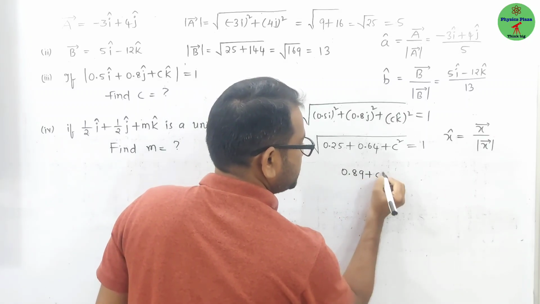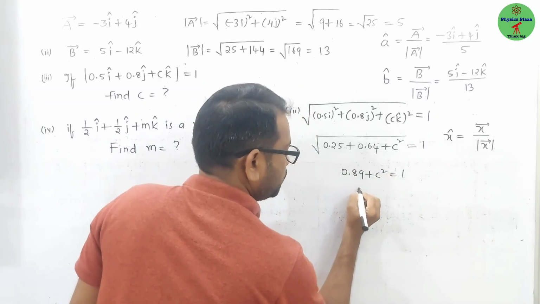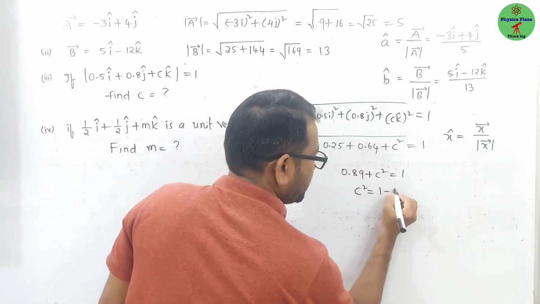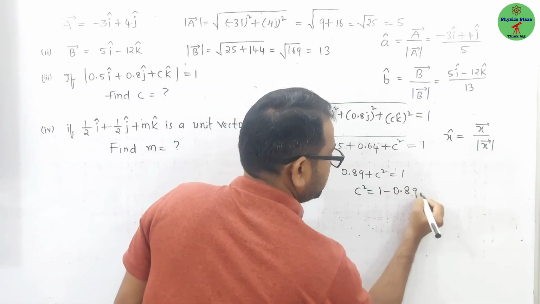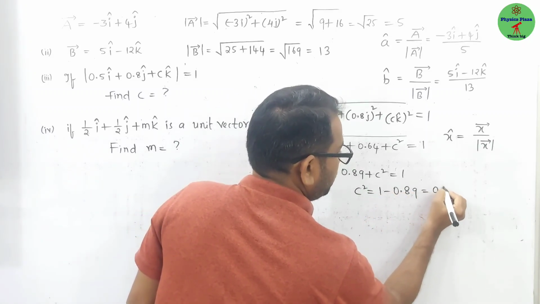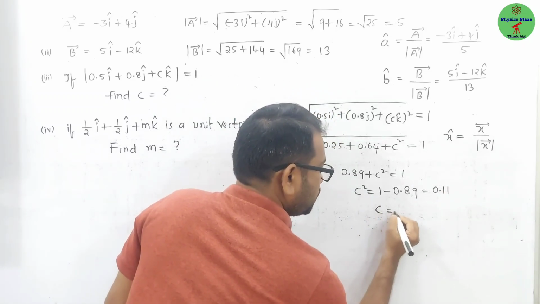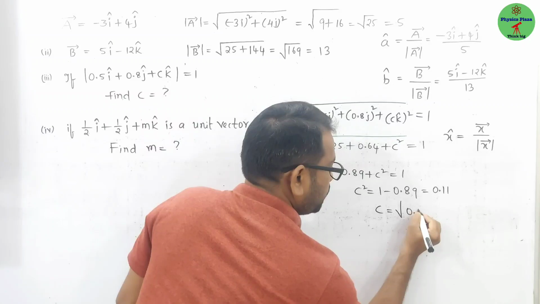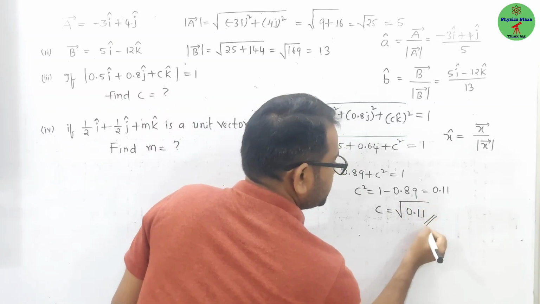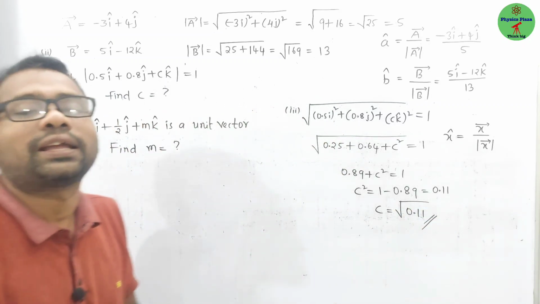0.89 plus c square is equal to 1. Now c square is equal to 1 minus 0.89. This is going to be 0.11. As c square is equal to 0.11, children, c is equal to square root of 0.11. So this is the answer, and in a simple manner we can calculate.